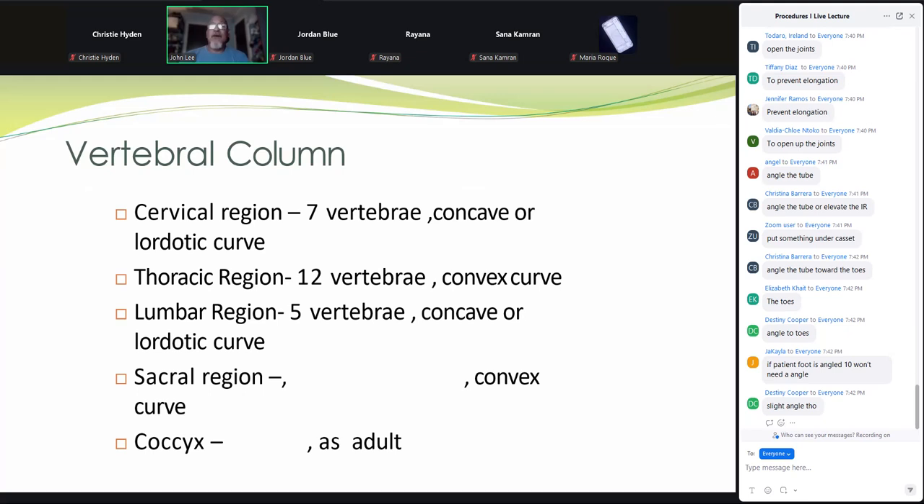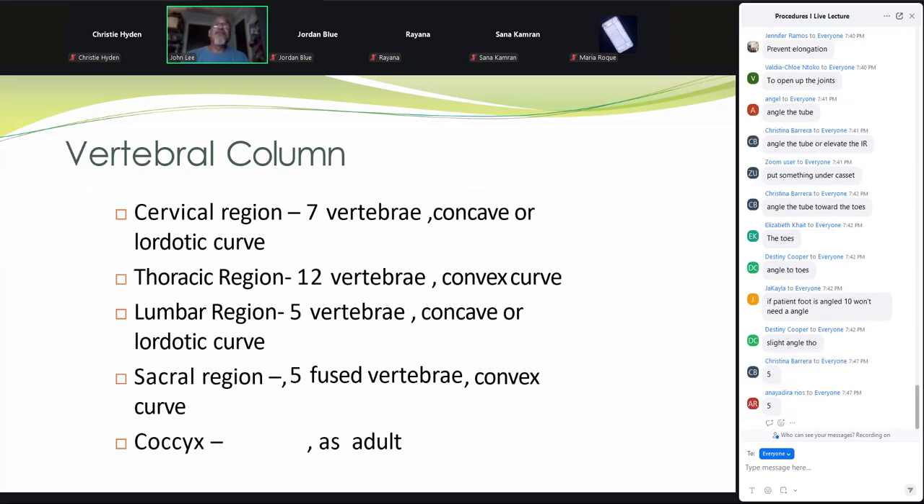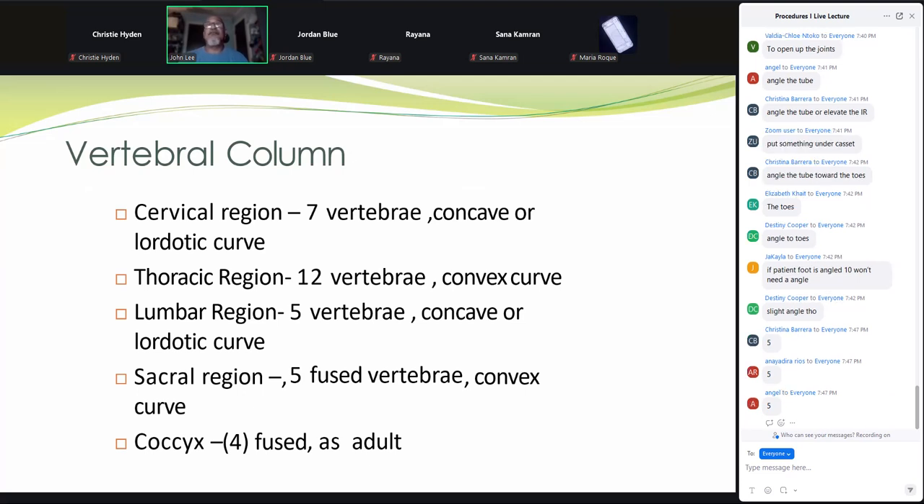The sacral region has how many vertebrae? Of course, they're all fused, but there are 5 with a convex curve. And the coccyx, as an adult, has 4 fused vertebrae, also with a convex curvature.